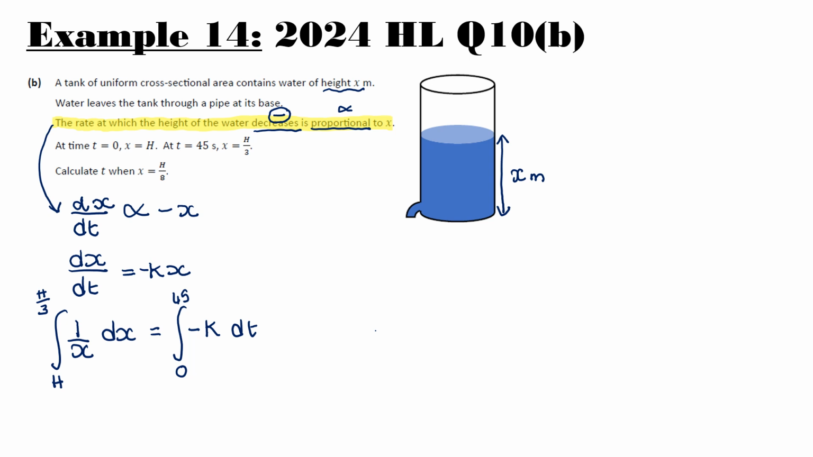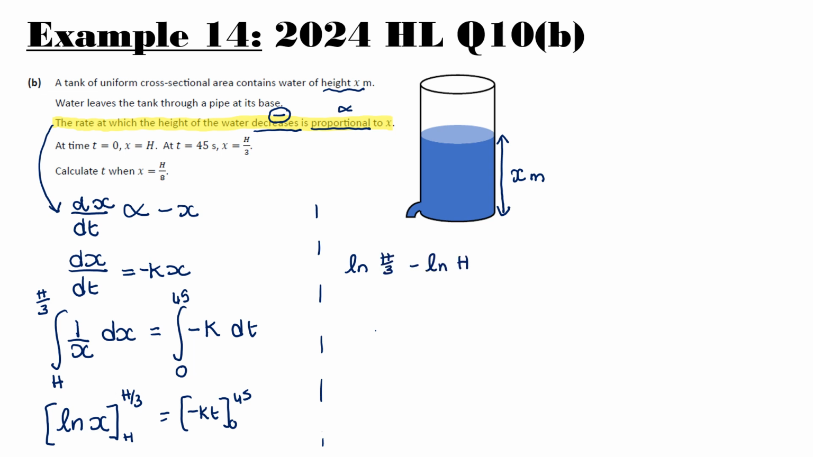and this will effectively get us a value for k. So integrating that left-hand side, that gives us the natural log of x, which we evaluate between h over 3 and h, and then we get minus kt, which is evaluated between 0 and 45. So that is the natural log of h over 3 minus the natural log of h is equal to minus k times 45 minus the minus k times 0. So I'm going to just ignore that part. So this is the natural log of, using our laws of logs, h over 3 divided by h. So that's natural log of a third, which is minus 45 times k.